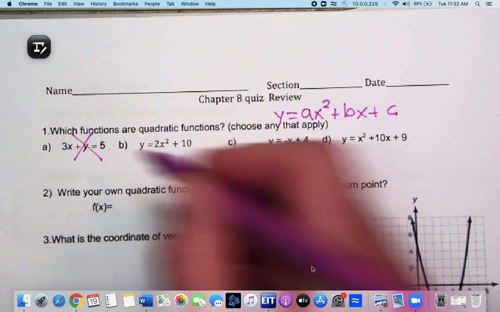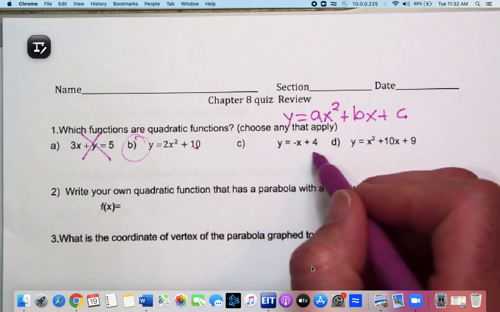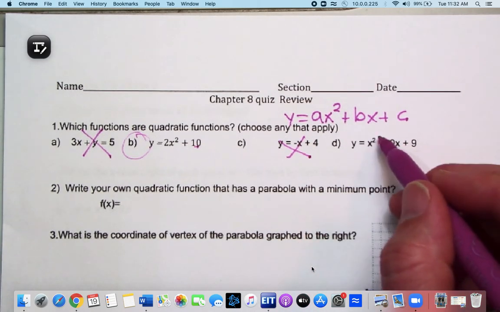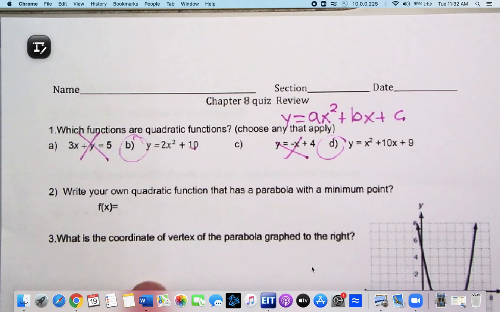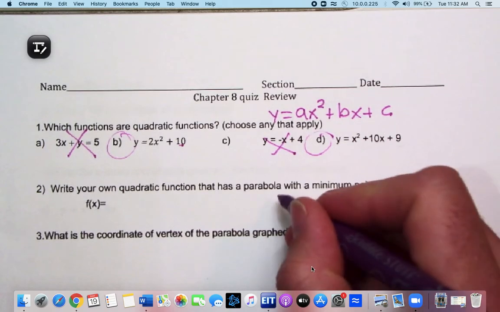Well, that doesn't have an x squared. This does. Yep, that's quadratic. This doesn't, so that's not quadratic. Oh, there. Perfect. Right in standard form. So there it is. Those are the two functions that are quadratic. Next up, you have to write your own quadratic function that has a minimum point.